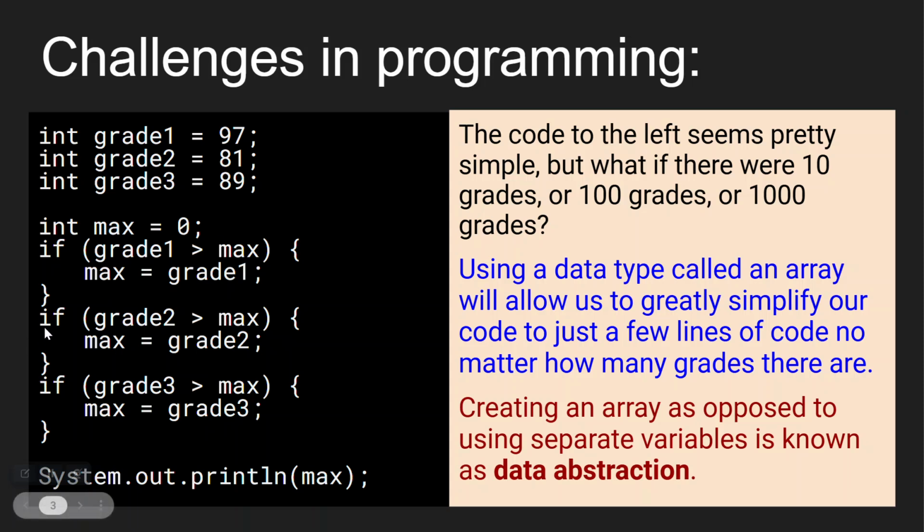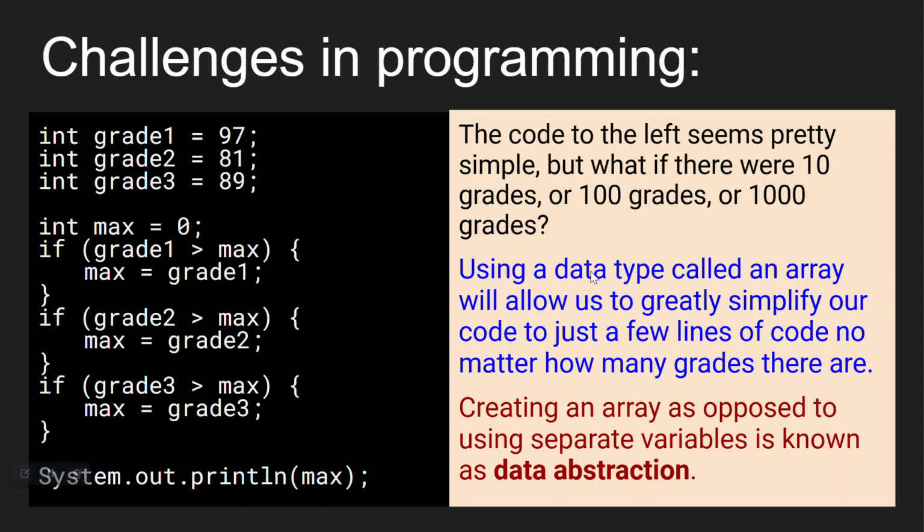So we would need to say, well, what about grade 2? Is that greater than 97? Of course, it's not, so it wouldn't be. And you would basically have to go through and check each individual grade to see if it's greater than the current max. And if it is, reset it, and then finally print it out, right? So the code to the left that you see right here is pretty simple. But the question is, what happens if you had 10 grades or 100 grades or 1,000 grades? We would have all of these different variables, and all of these different if statements, and it would get really, really messy.